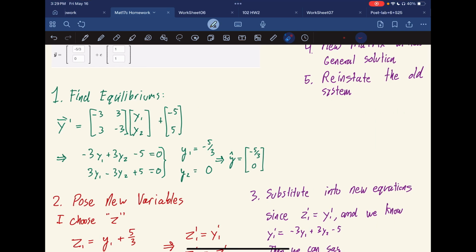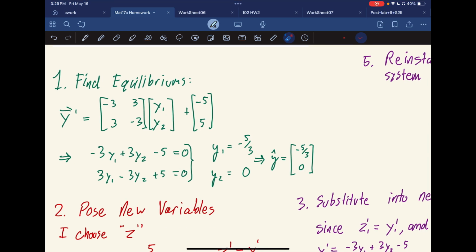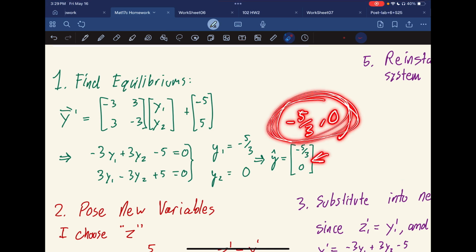You just find your equilibrium. For this system, I found that I got this vector. This is my equilibrium position. I suppose it should really be written as this. It's not really a vector, but I don't know why I did that. But this is the equilibrium point.